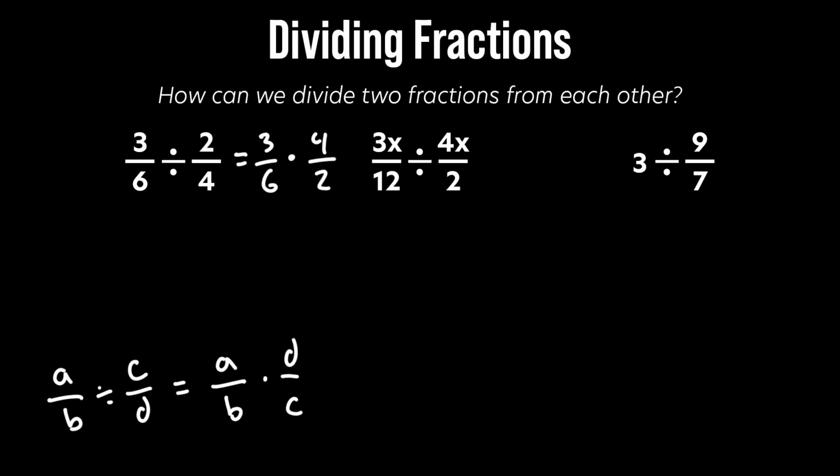And now we can multiply across. 3 times 4 is 12. And 6 times 2 is also 12. So our answer is 1. Let's try the next problem.